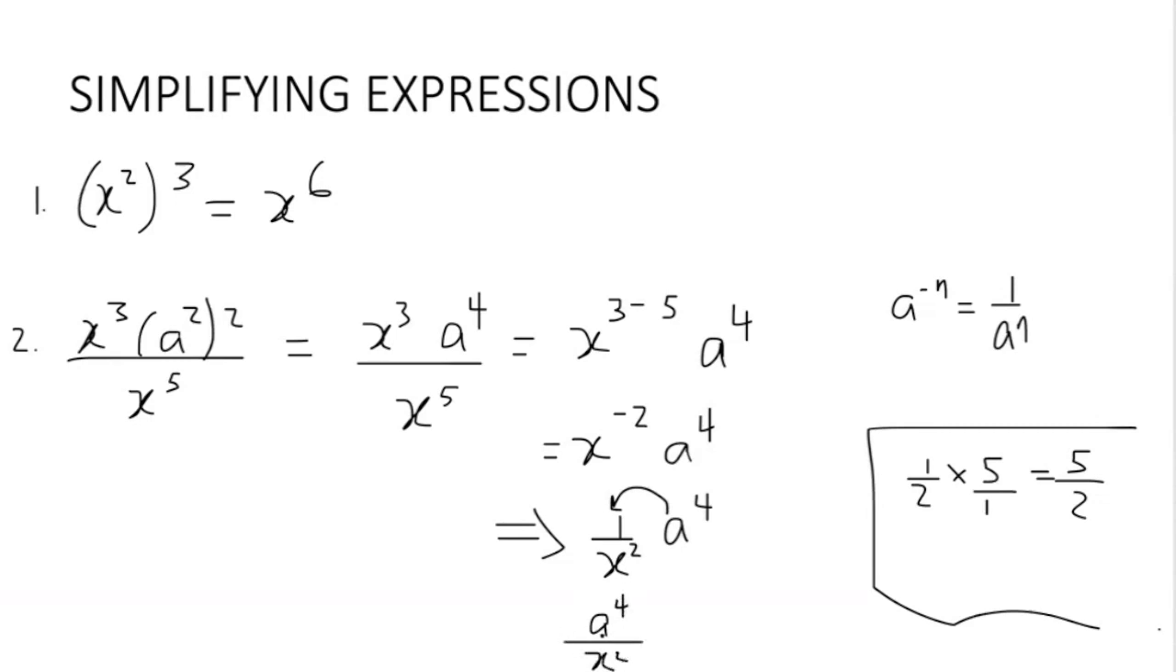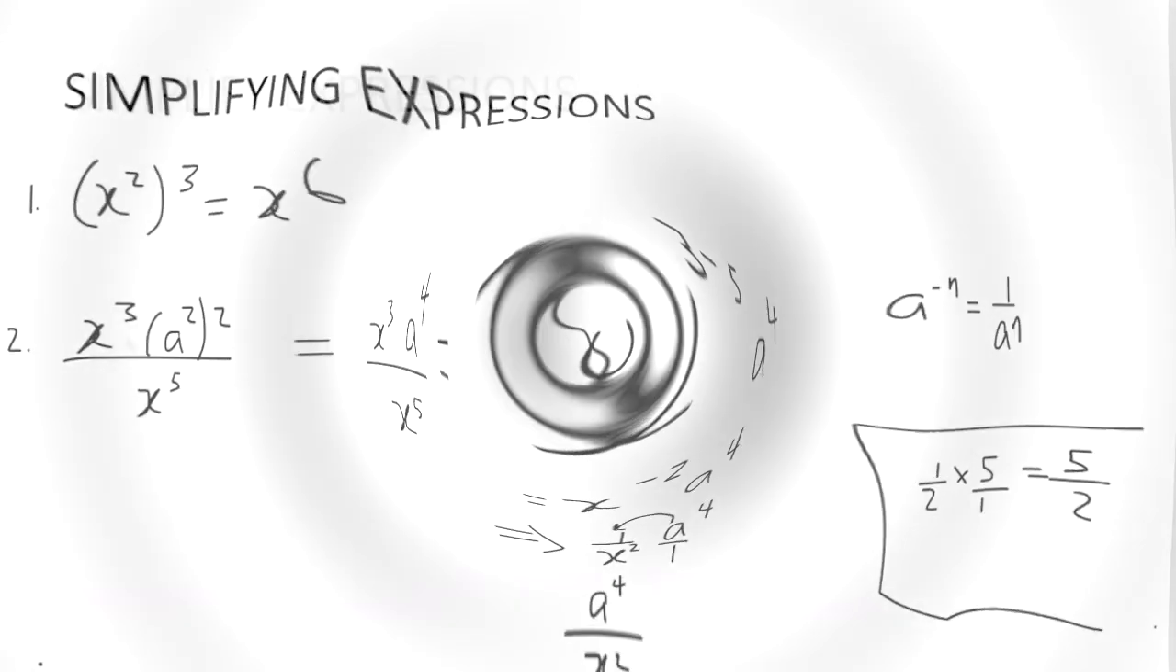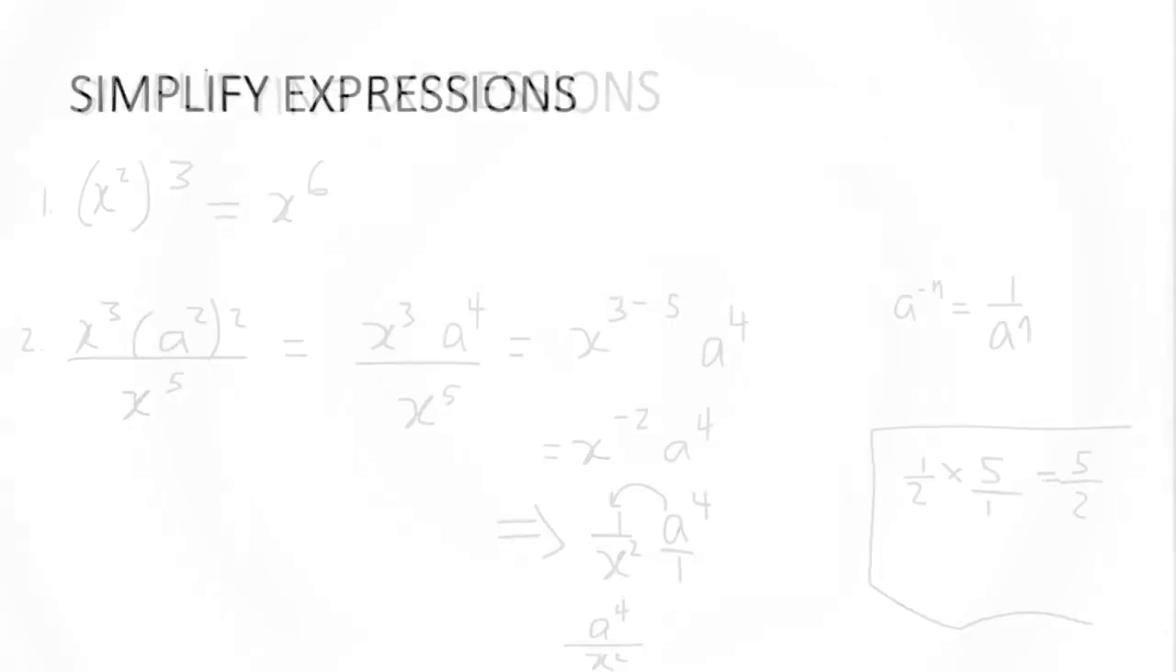So remember, treat it like how we have a half times 5. We don't say 5 times 1 and 5 times 2. But we say 5 times 1 is 5 and then 2 times 1 is 2. Same scenario. So if you have to put this over 1 to say 1 times a to the 4th is a to the 4th, and x squared times 1 is x squared, go ahead and do so.